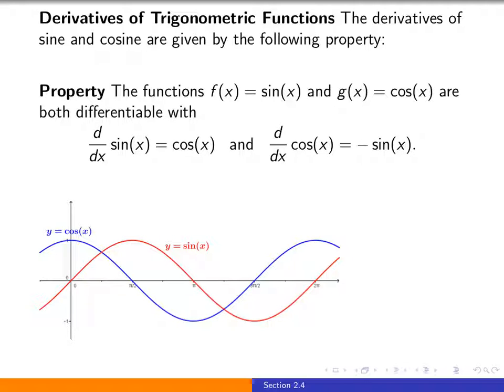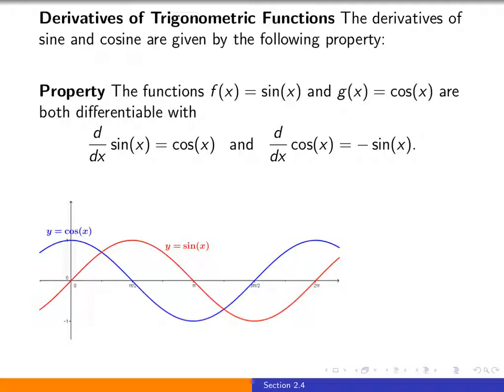In this video, we will investigate the derivatives of the trigonometric functions sine and cosine. Their derivatives are given by the following property. The derivative of sine is going to be equal to cosine, and the derivative of cosine is equal to minus sine. And additionally, the functions sine and cosine are differentiable everywhere, so at any value that you would like.